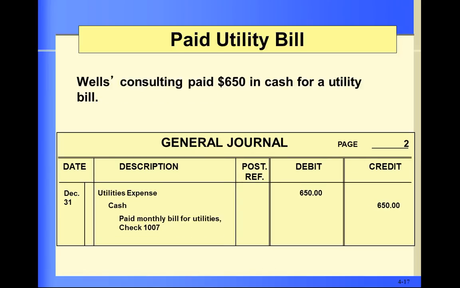Next, we're going to pay another bill, our utility bill. So we're going to increase the balance of that account by $650 and decrease the balance of our cash account by $650. We'll make a memo letting us know what check we used.